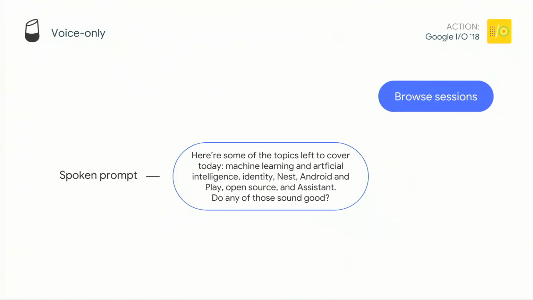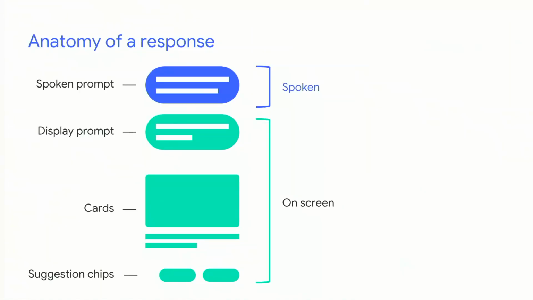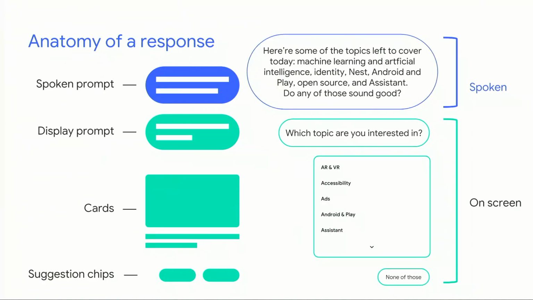Now, in order to take this dialogue and scale it, we need to take every turn like this and think about all the ways we can incorporate visual components to it. So this would include, for example, display prompts, cards, and suggestion chips. In our example, we can accompany that spoken prompt with a display prompt like, which topic are you interested in? This helps carry the written conversation on a screen. We can add a list of sessions as a card. A user could tap on that, for example. And we could have a suggestion chip like, none of these. And this helps the user know how to pivot or follow up a conversation.